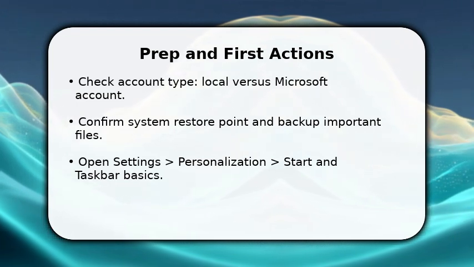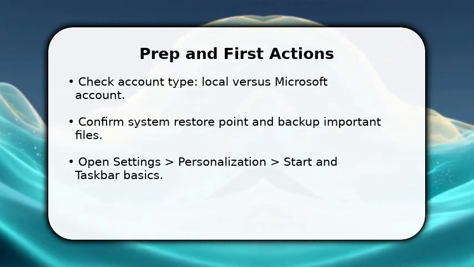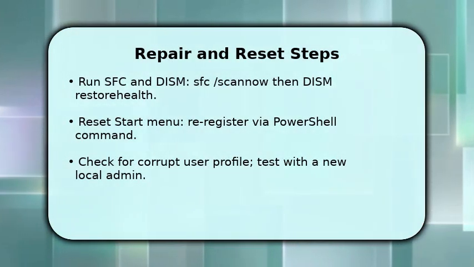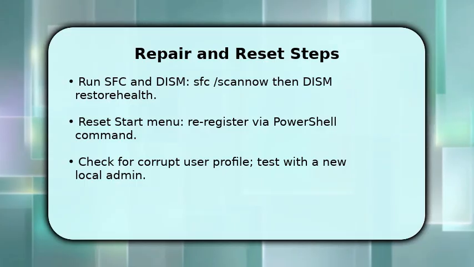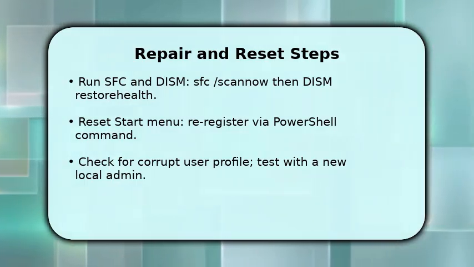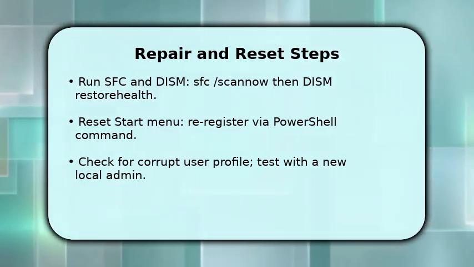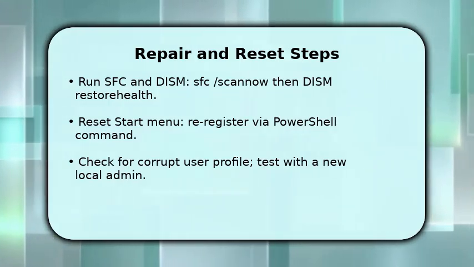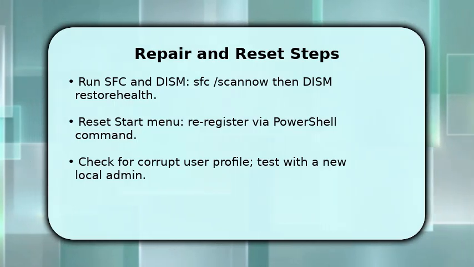You'll run system repairs next because corrupted files often break the home screen. Open an elevated PowerShell or command prompt and run sfc /scannow. If errors persist, run DISM restore health to repair the image. Once complete, re-register Start and Shell Experience host with a targeted PowerShell command to refresh UI components.